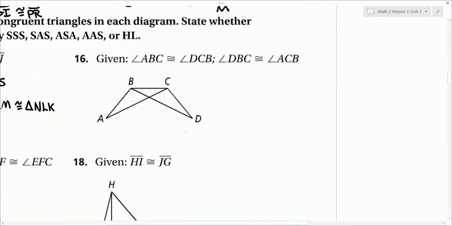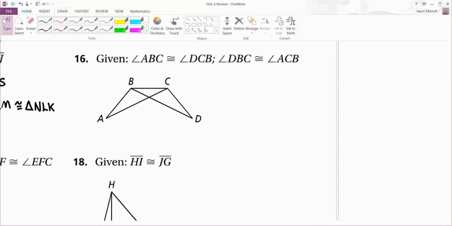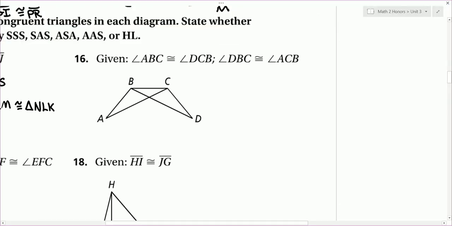16. Again, we've got two overlapping triangles. One I'm tracing in blue, I'm going to rewrite. We have A, B, C. And now the one I'm tracing in green.